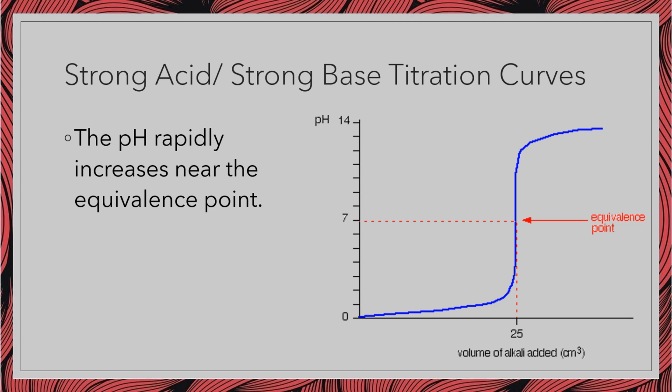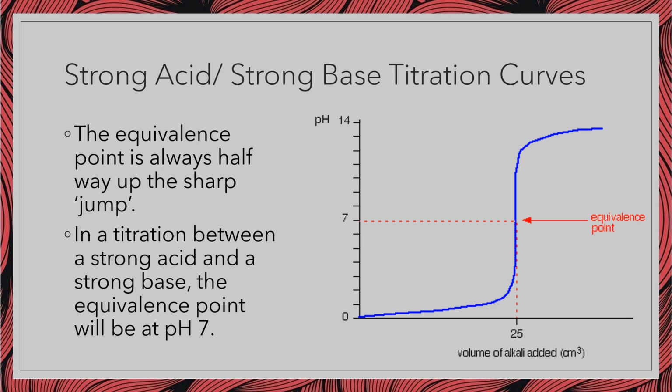So, strong acid, strong base titration curve. Here's an example. The pH rapidly increases near the equivalence point. When I say rapidly, it's over the course of like a couple of drops. It can increase several pH points. Okay, but the main thing is that the equivalence point is halfway up that rapid increase, and for a strong acid, strong base, it will be 7. Okay, so there's no weak acid, weak base effects to push the equivalence point up or down.